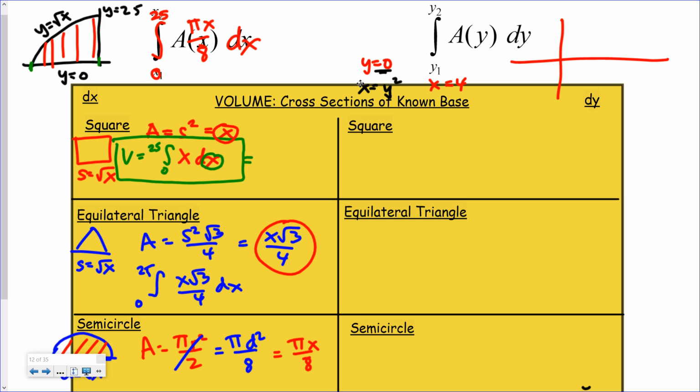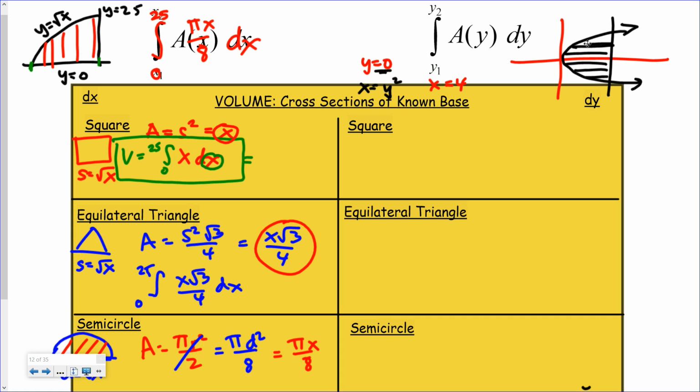So what kind of figure is it? Parabola, right? And it's a left-right parabola because it's a y squared, look left and right. And you've got this parabola here. You've got an x equals 4. And what you have is, they say, lay your cross sections perpendicular to the y-axis.